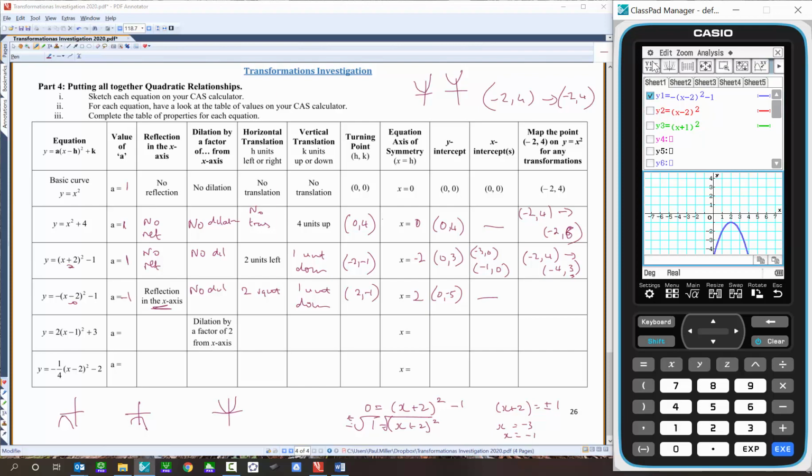I moved the wrong way. 2 to the right. Okay, still has no x-intercepts, just moved the wrong direction. Okay, let's try this one out here. All right, so we're going to do this one on the calculator.